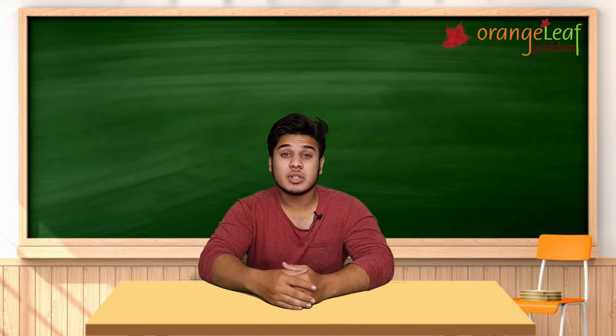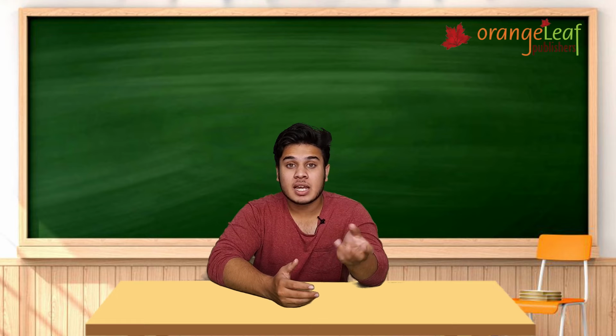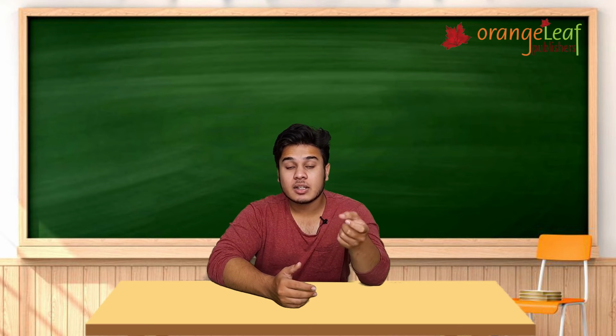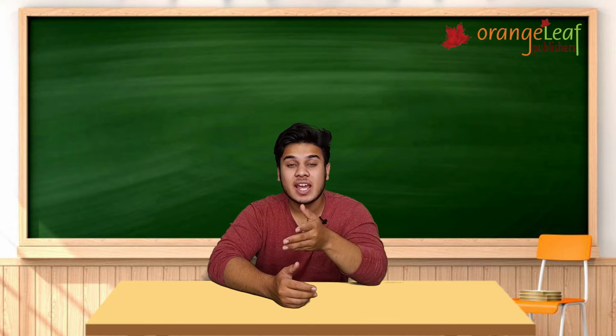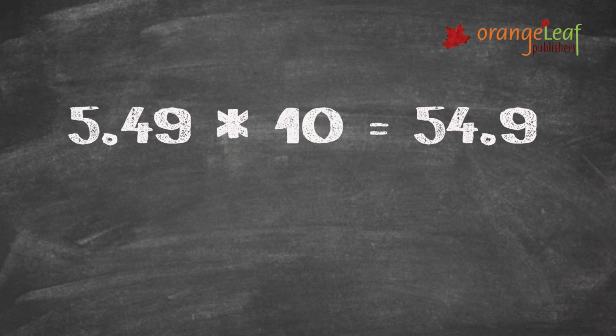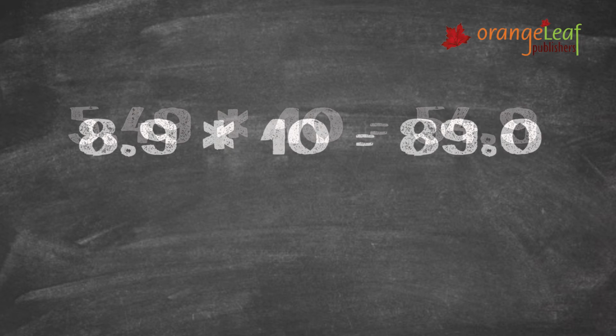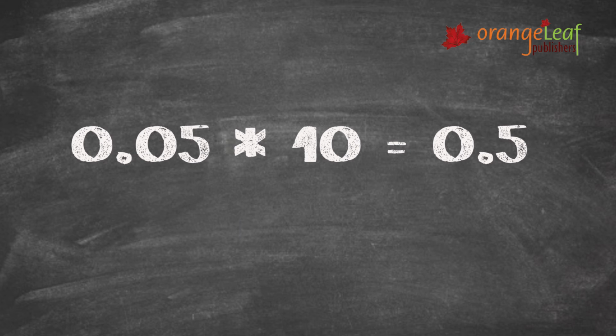Multiplication of a decimal number by 10, 100 and 1000. When we multiply a decimal number by 10, we see that the decimal point moves one place to the right of the decimal number. For example, 5.49 into 10 becomes 54.9. 8.9 into 10 equals 89.0 and 0.05 into 10 is equal to 0.5.